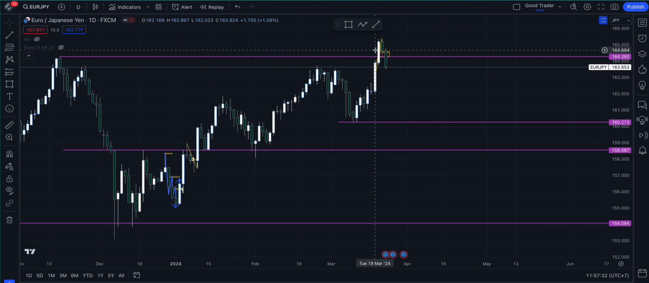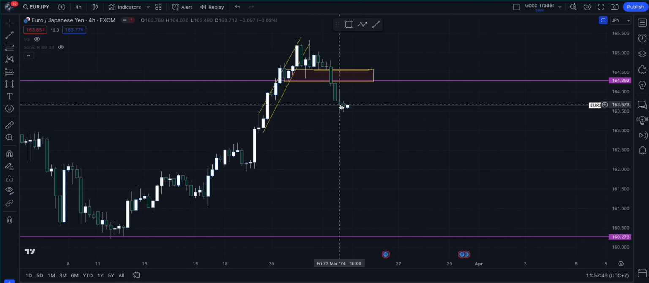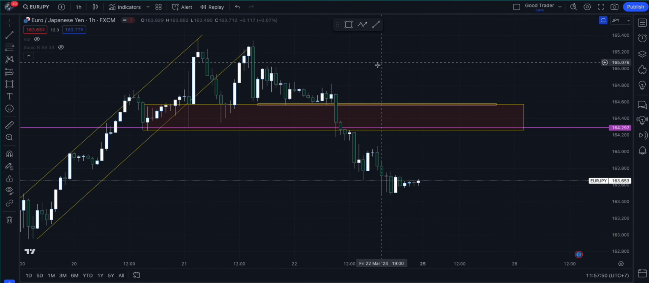They want to exit their position, and the buyers over here take profit. So I'm expecting a reversal pattern on the lower time frame. More specifically, I use H1.